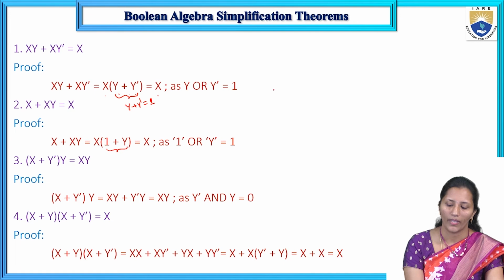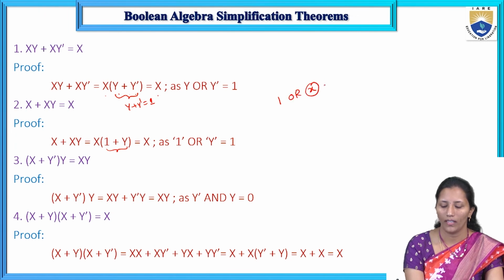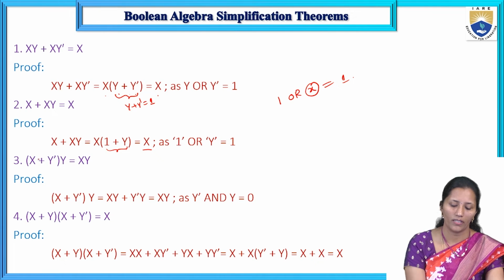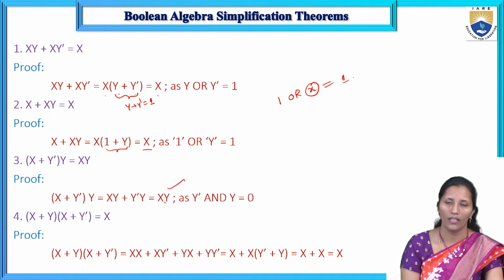Any variable ORed with 1, then automatically it will be 1. So 1 plus y is equal to 1. So x into 1 is x. x plus y bar y is equal to xy. So y into y bar, automatically we know that is 0. So the first term xy is what we are going to get in the output.